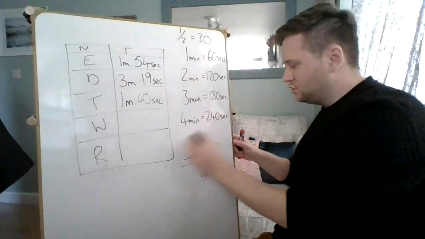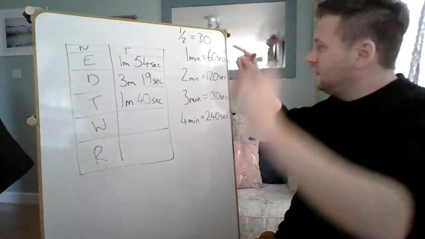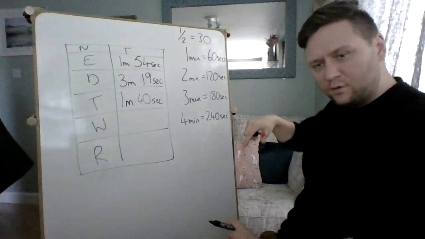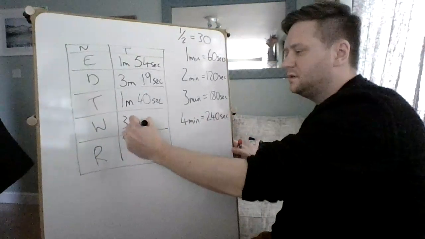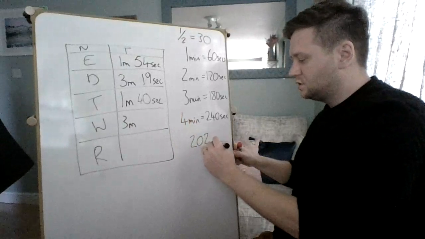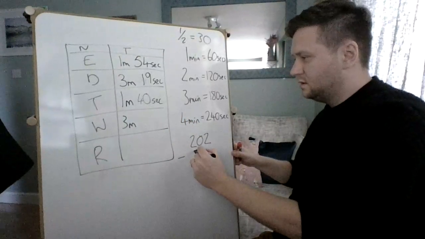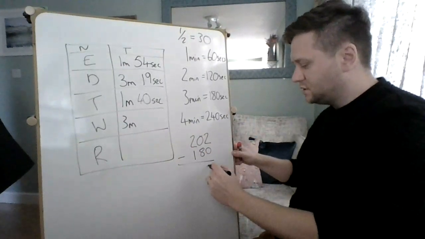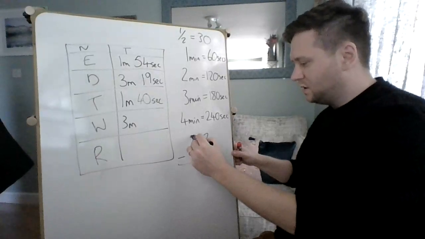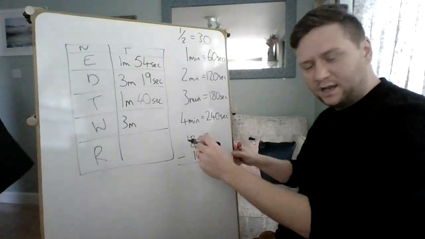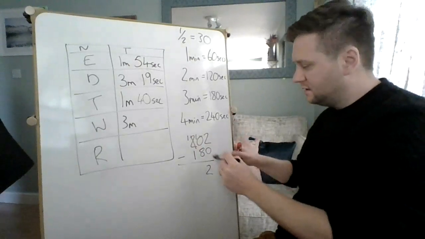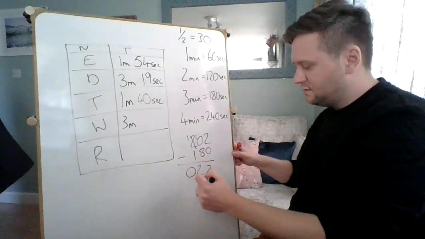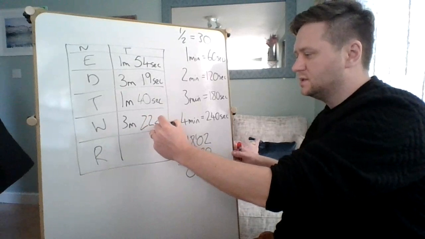Let's have a look at Whitney, 202 seconds. And again, I first scan down here, over 1 minute, over 2 minutes, over 3 minutes, not quite 4 minutes. So I know it's 3 minutes something. So if we do her 202, subtract the 3 minutes that I've already counted here, we'll find out how many's left. 2 take away 0 is 2. 0 take away 8 you can't do, so I'm going to exchange one of the hundreds, which means there's one left. And I'm going to exchange that into 10 tens. So 10 tens take away 8 tens equals 2 tens. And then 100 take away 100 equals 0. And we've got 22 seconds there.